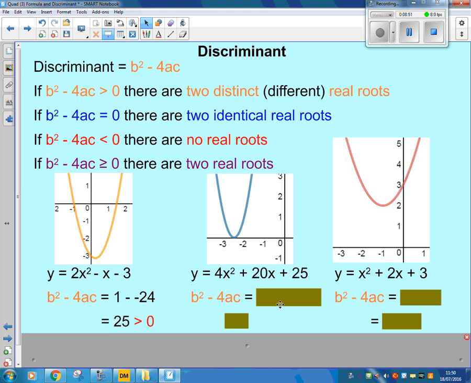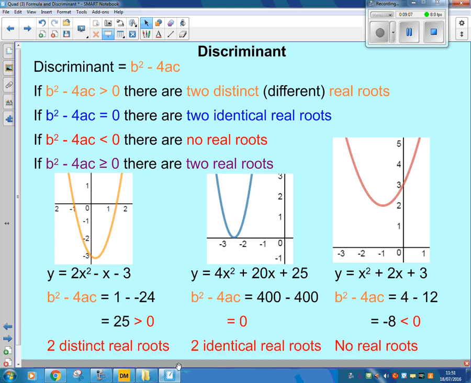For this one, this was where we got the 400 minus 400, so it equals 0. And for this one, this was where we got 4 minus 12, which is minus 8, so it was less than 0. So for the first graph, notice we're getting greater than 0, so that means two distinct real roots. For the next one, equals 0, two identical real roots, less than 0, no real roots. Okay, let's do some questions.